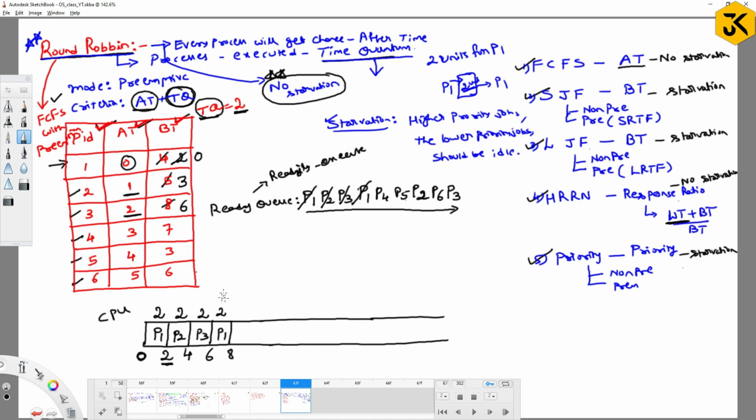P1 has done its CPU time, so it is left with 0. As it does not require any more CPU, it won't be added again to the ready queue. Okay, next the chance is given to P4.